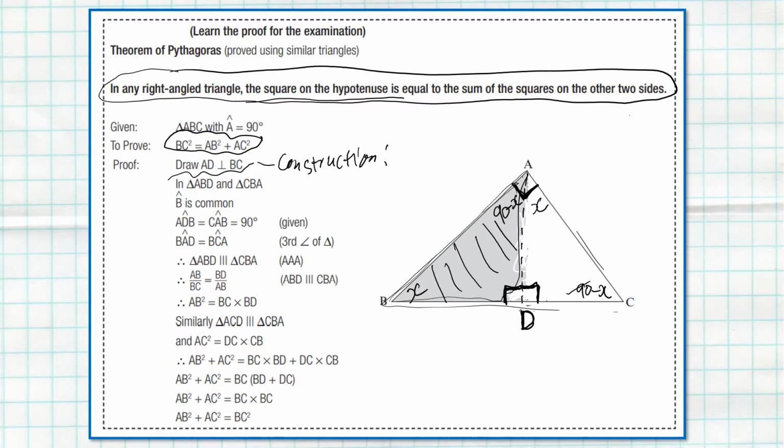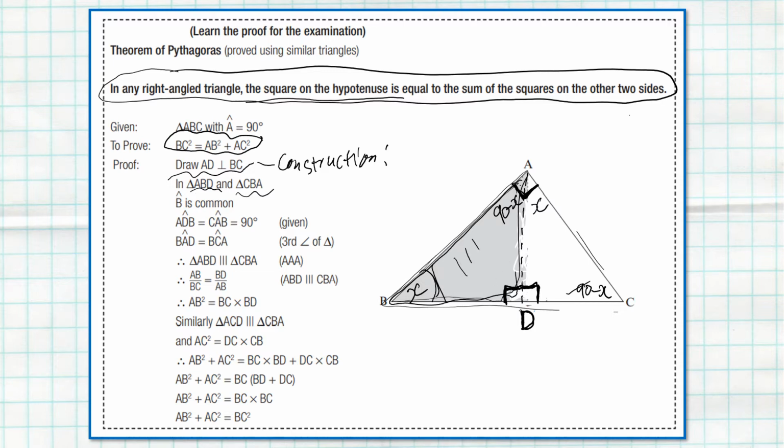When I'm proving this, obviously I'll say in triangle ABD, as they've indicated there, and triangle CBA, that bigger triangle, right? The first thing that we can see is that angle B is common in both this smaller triangle and also the bigger triangle, right? Again, what can we see? We can see that this angle here, ADB, can you see it? This one that I'm highlighting here, this 90 degrees.